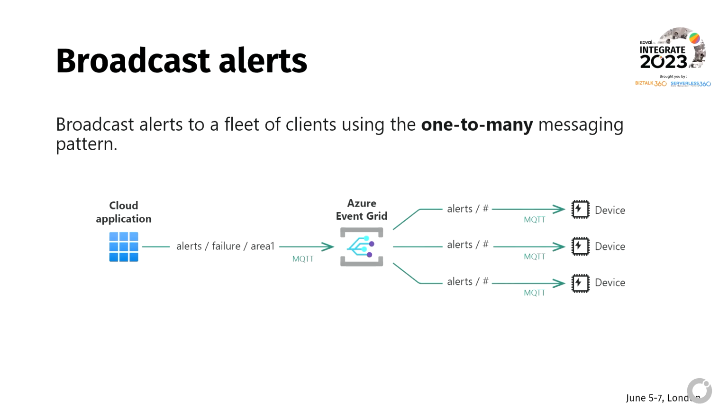Your devices just need to subscribe to a topic filter like alerts/#. They don't even need to know the rest of the alerts that get configured on a regular basis in the service. They just know it starts with alerts. So they subscribe to this topic filter, and then Event Grid is able to do that match.